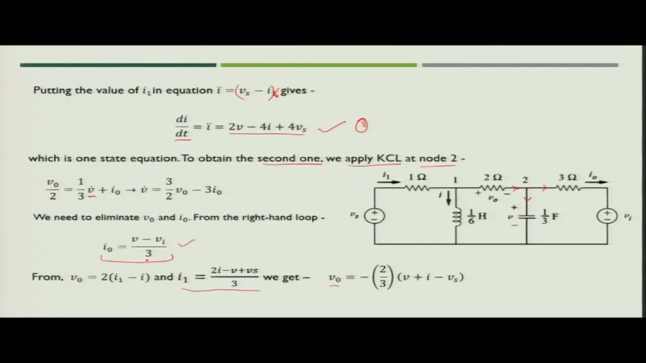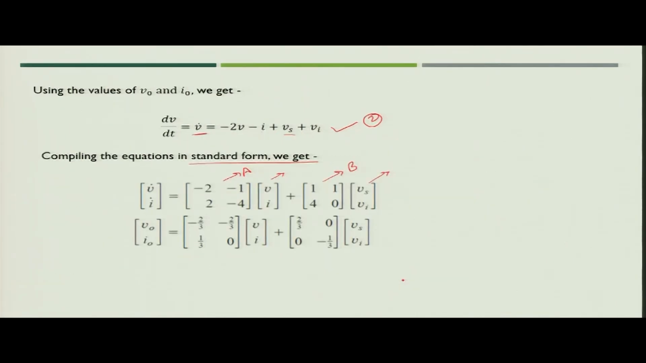And then the output equation you can compile, because V naught and I naught we have just found, that is I naught is V minus VI by 3 and V naught is equal to minus 2 by 3 V plus I minus Vs. So, using these two equations you can compile it, that is V naught, I naught, the output vector, equal to the C matrix into the state vector, that is V, I, plus the D matrix multiplied by the input vector, that is Vs and VI.